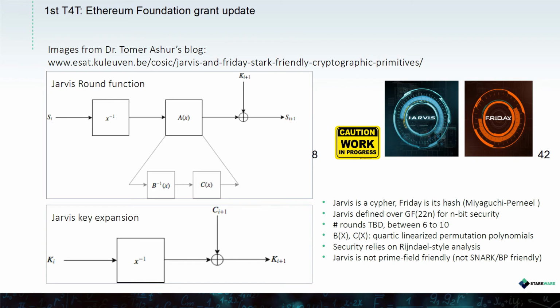I don't want to go into too much detail about the construction. Those interested should go to Dr. Tomer Ashur's blog post and read more about it. The main thing is that they are defined over binary fields. The number of rounds that you apply this transformation has yet to be defined. It's between 6 and 10. The security is Rijndael-style analysis, which makes it a little more believable in the sense that there's a lot of work that has been done on similar constructions, and that's very important for security.